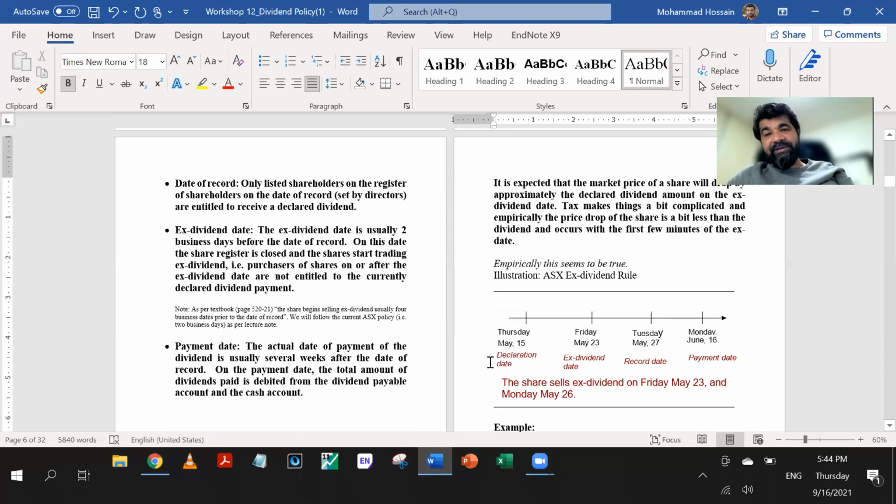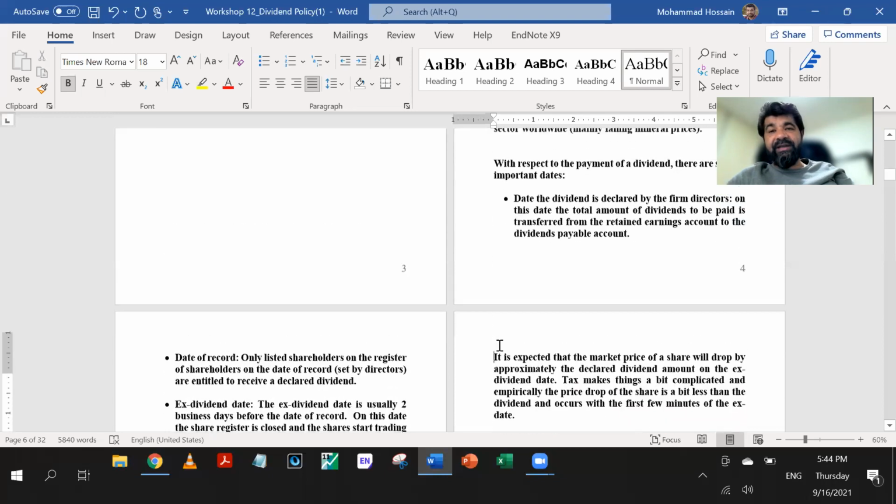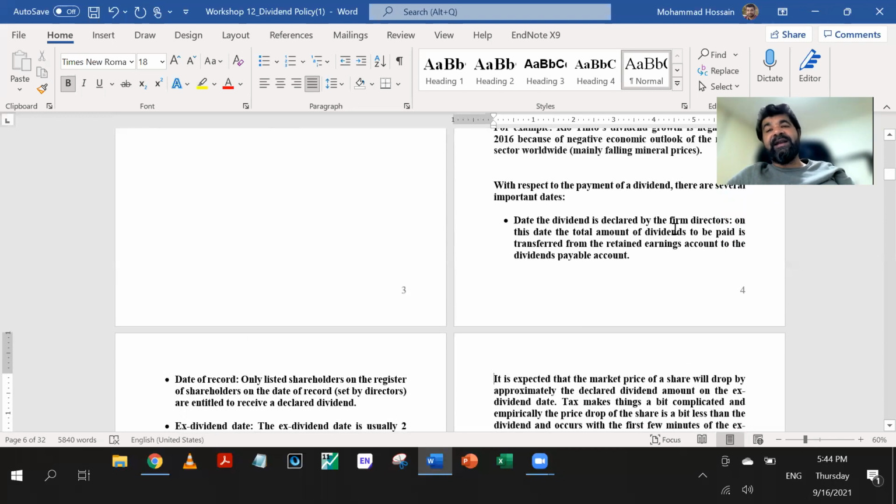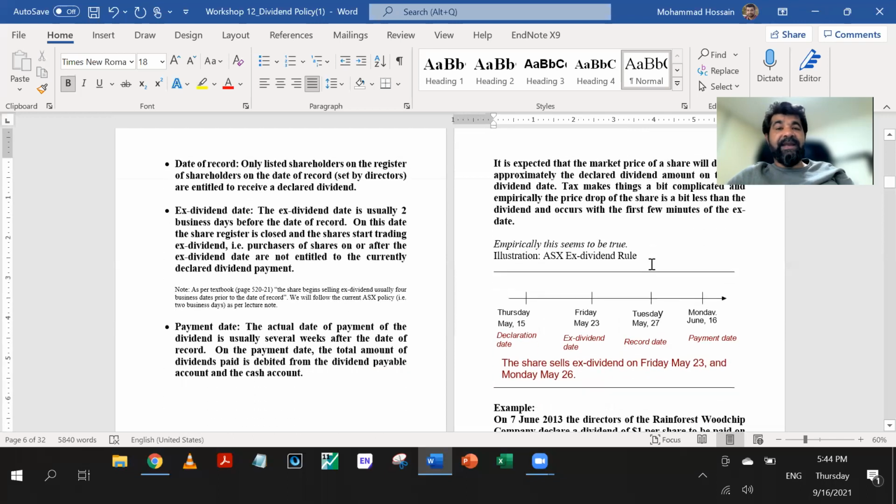Let's say they decided on the 15th of May, the declaration date. What do they do on the declaration date? The dividend is declared by the firm's directors. On this date, the total amount of dividend to be paid is transferred from the retained earnings account to the dividend payable account. But then what happens? Then another date comes, called the date of record.